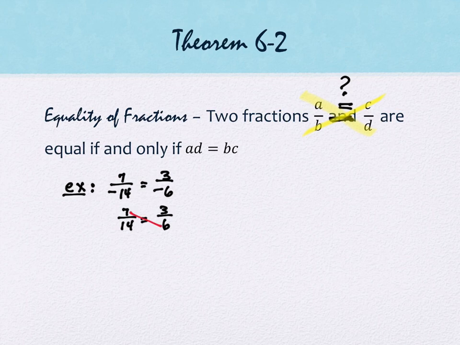What's 7 times 6? That's 42. And then whether you've done it in your head or whether you want to do it right here, what is 14 times 3? It's 42. They're the same. So it checks out. The multiplication along diagonals are equivalent, which means the original fractions were equivalent as well. Okay, that's what this theorem is telling us.